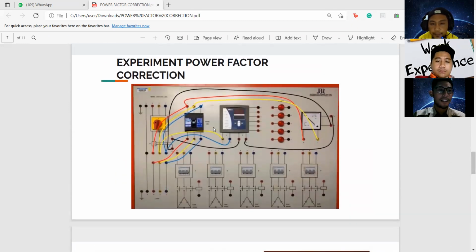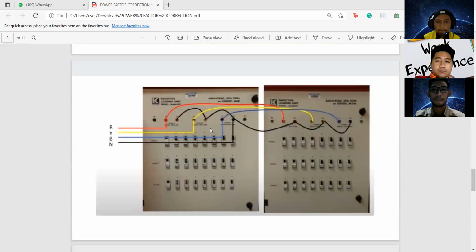Yes. After that, the connection to the system, we can proceed to connect our resistive and inductive load. Okay, for the next slide. This one is the resistive and inductive load. For the left side is the resistive load, and for the right side is the inductive load.